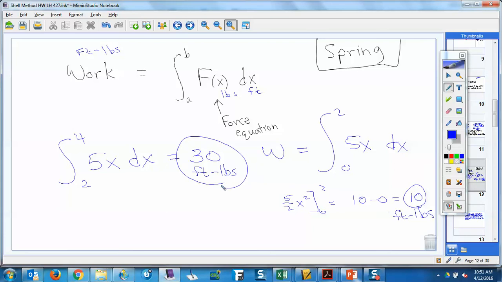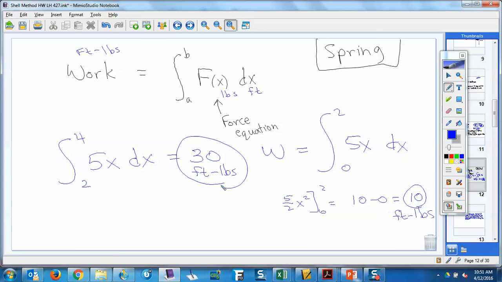So we're going the same distance as we did from 0 to 2. So we're only going 2 feet. But that force is changing and getting harder as we go. And so it's 30 foot-pounds of work. Okay? All right. That's pretty much it. That's about all you can do in a spring problem.